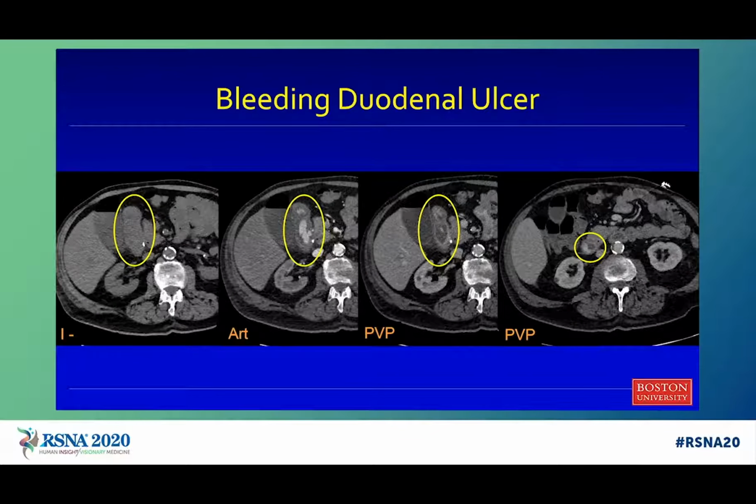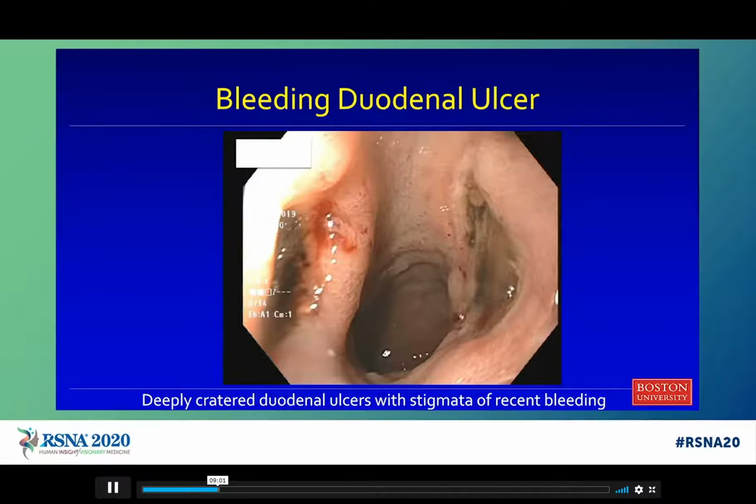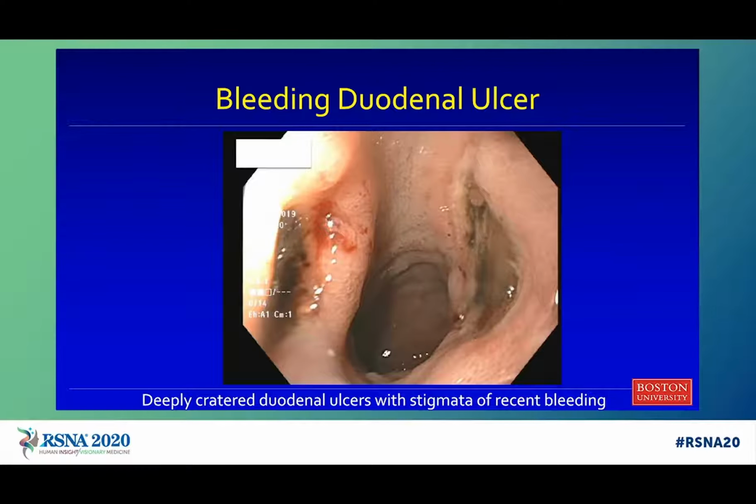This is an example of a duodenal ulcer. There's intraluminal contrast on the arterial phase, which was not seen. This hyperattenuating region was not seen on the non-contrast, so we know that it's injected contrast. It changes over time on the portal venous phase. And at endoscopy, they encountered deeply cratered duodenal ulcers with stigmata of recent bleeding, the punctate red foci seen along the crater walls.